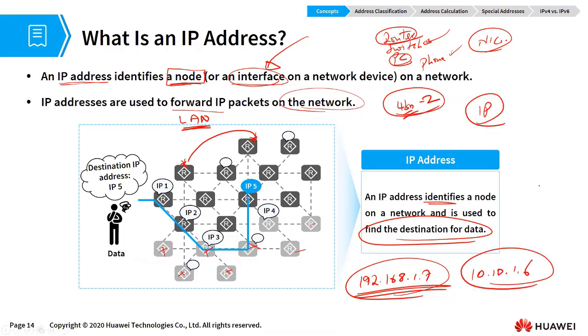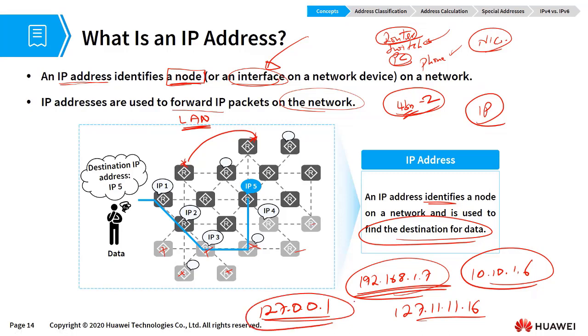What are these 10.10.1? Why do we have dots? What is 192.168.1.7? Why are we not seeing anything like 127.11.11.16? Why are we never seeing this? Why do we keep using 127.0.0.1 for localhost? If you have not used it, I'm sorry, ignore. But why do we keep using this in the programming realm, in the database realm, in the website hosting realm?